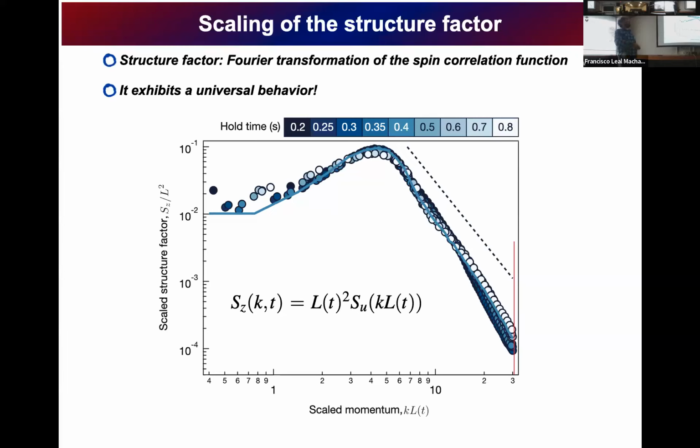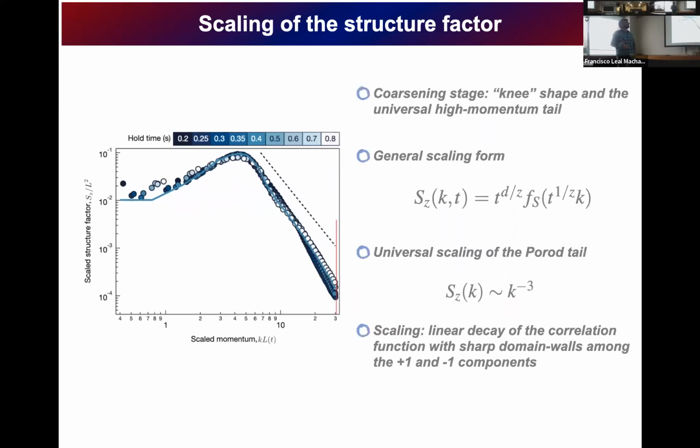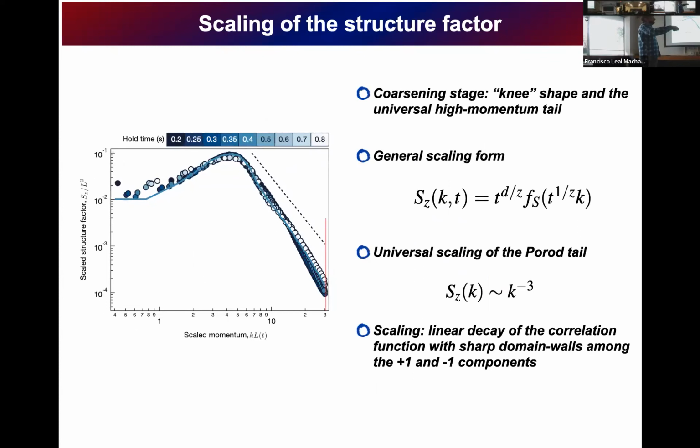And then the very important thing here is that for large momenta, you see that there is a high momentum universal tail. This is called the Porod tail, which has a scaling k to the -3. And we have seen that it stems from the linear decay of the correlation function due to domain walls, between the plus and the minus function product.